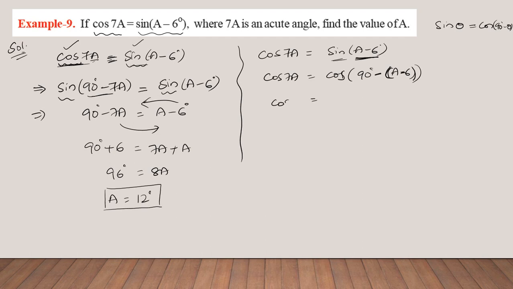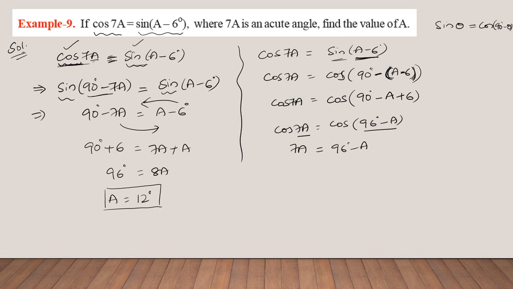So from this directly what I am going to get is cos 7a is equal to cos of 90 minus, in brackets, a minus 6. Since minus is there, if you want to open this bracket, you need to multiply with minus. So minus a, and this becomes plus 6. Minus of minus is plus. So this I can write as cos of 96 minus a is equal to cos 7a. Now you can compare the angles. So 7a is equal to 96 minus a. This minus a, if you transpose, becomes 8a is equal to 96 degrees. So a is equal to 12 degrees.